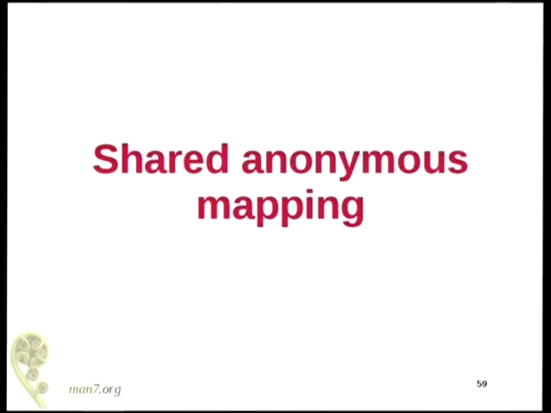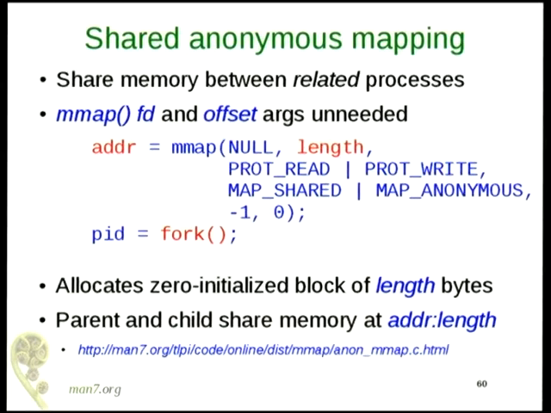So I said there were 3 types of mappings. Here's the first one, a shared anonymous mapping. It works between related processes, and related is related in the same sense as a pipe. You don't need a file descriptor and an offset because we're not making use of files. So those 2 arguments are specified as -1 and 0. And what you do is you say, I want to create a mapping, and then I do a fork. And the consequence of a fork is all the page table entries in the child process are duplicates of the parent's page table entries, pointing to the same physical pages of memory for that mapping.